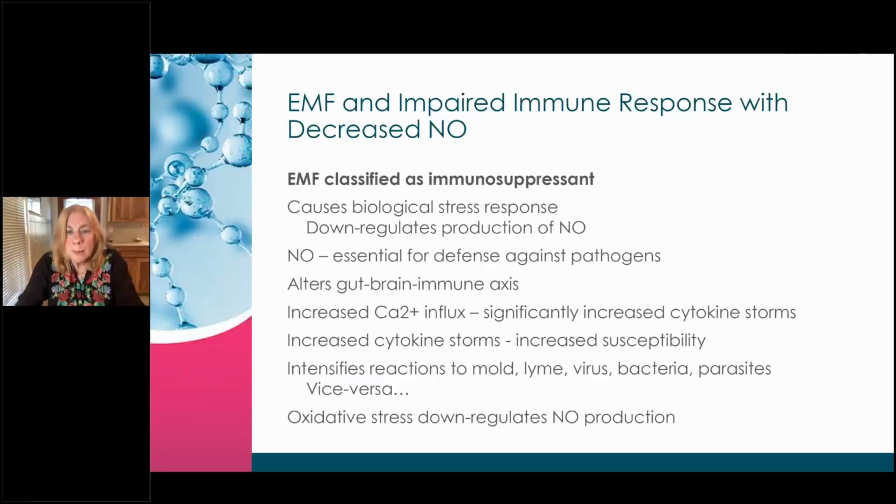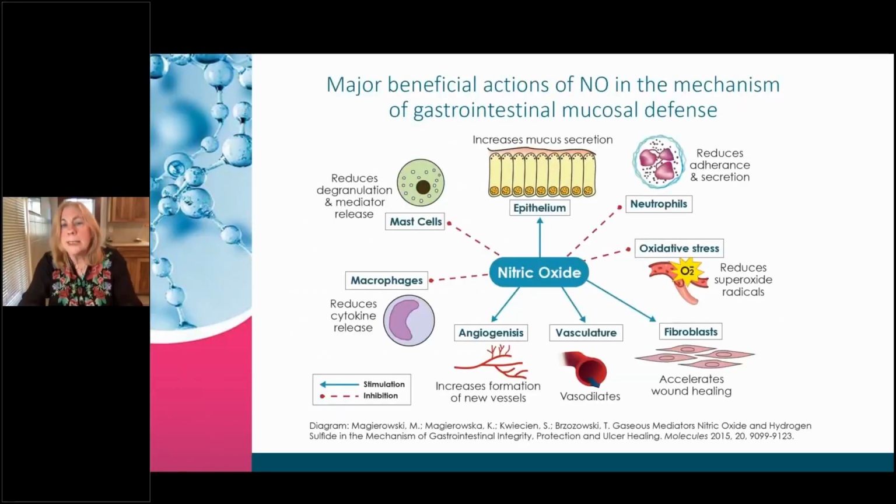It alters that gut-brain immune axis, increases the calcium influx, which increases cytokine storms. These increased cytokine storms increase susceptibility. This EMF intensifies our reactions to mold, Lyme, virus, bacteria, parasites. Oxidative stress downregulates the production of nitric oxide. So nitric oxide is essential in the gut-brain immune axis.